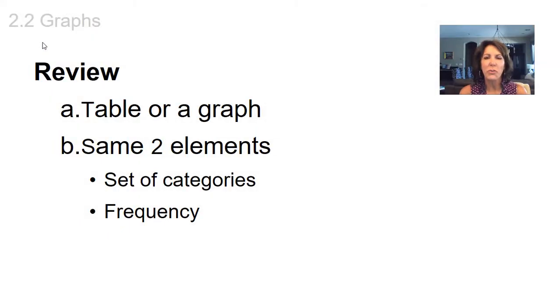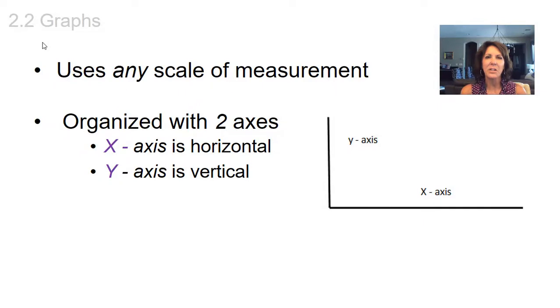So just to review, frequency distributions can be either a table or a graph, but they both have the same two elements. They both have a set of categories, and they both have frequencies. So let's take a look at how graphs are set up. First of all, graphs can use any scale of measurement, and they are organized with two axes. We have an x-axis, the horizontal axis, and the y-axis, the vertical axis. We place the categories on the x-axis, and the frequency is on the y-axis.